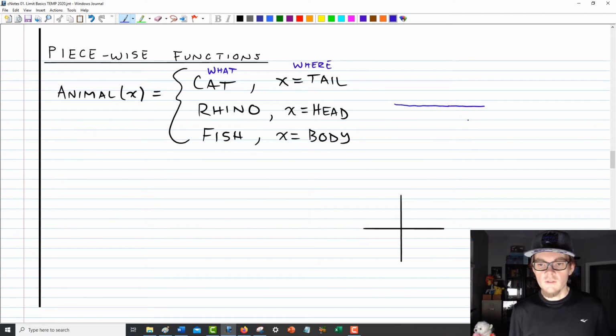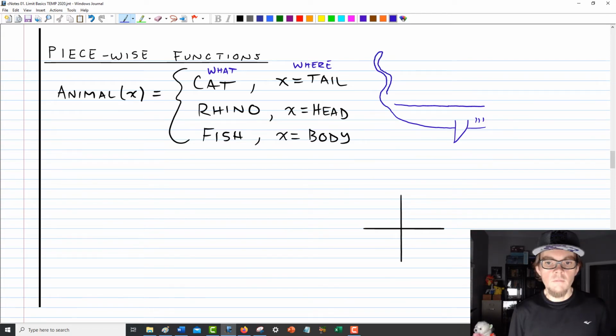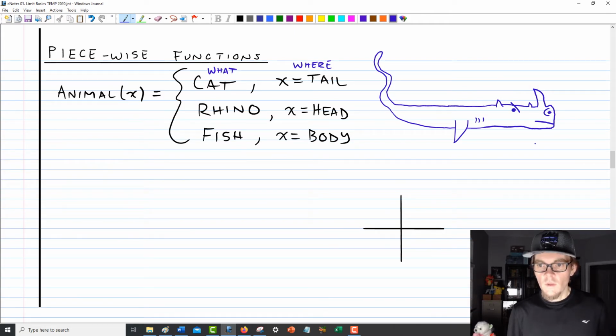So I think I can do this. Let's draw a fin. There we go, draw some gills on there. Yeah, this should work okay. We've got the body of a fish, and then it has the tail of a cat. So there's the tail of a cat, and then it has the head of a rhinoceros. I'm pretty sure they look like that. It's a horn. There we go.